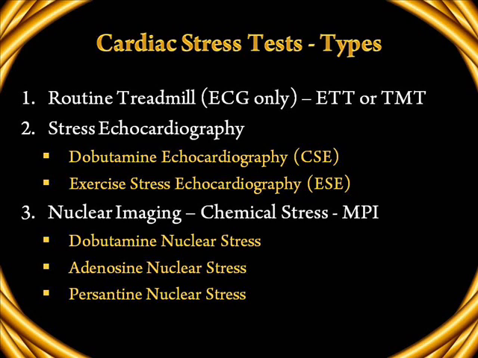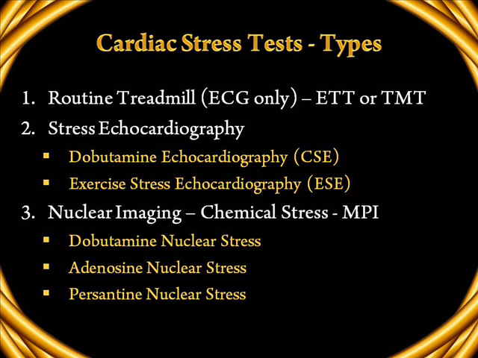The second type of stress echocardiography is of course by exercise stress. That means the patient will go on the treadmill just as he goes for the ECG, but instead of monitoring ECG alone, we also record the echocardiography before, during and after the exercise. And such a type of echocardiography stress test is called ESE, exercise stress echocardiography. This is a common addition to the treadmill monitoring of the ECG.